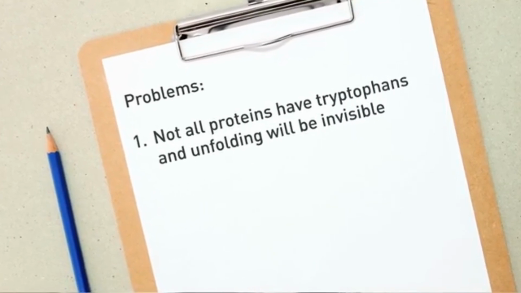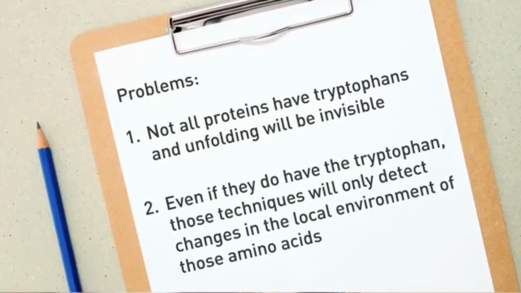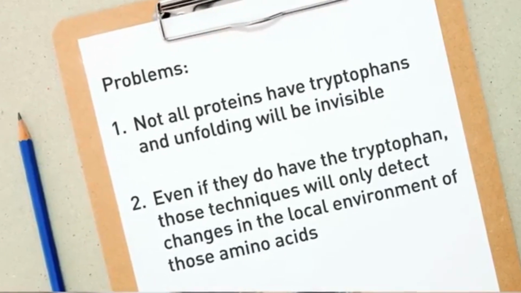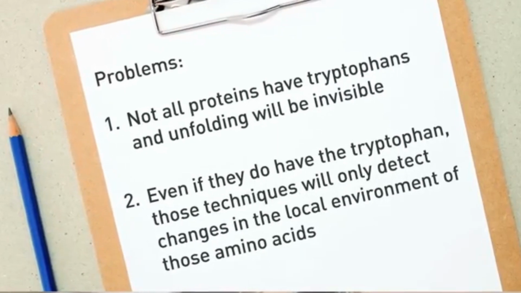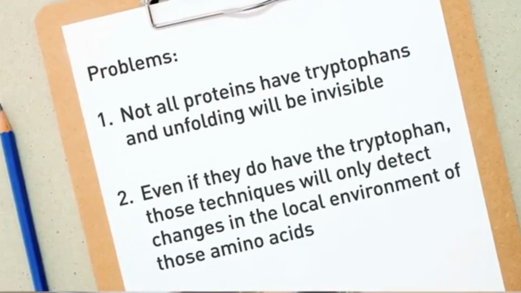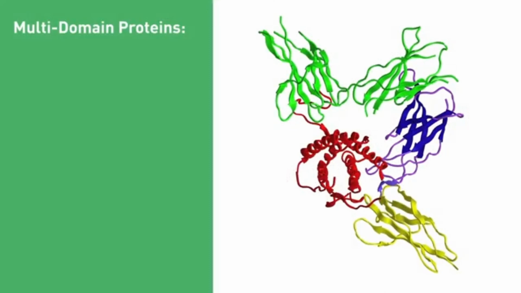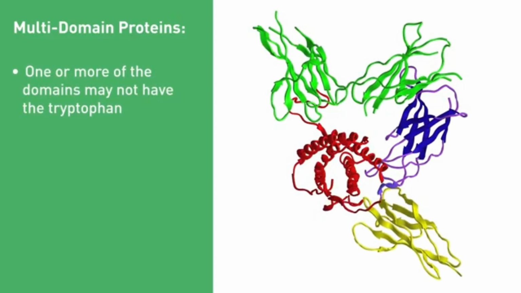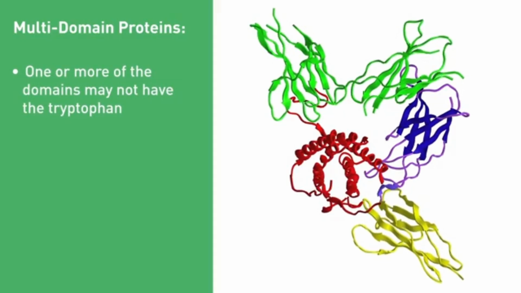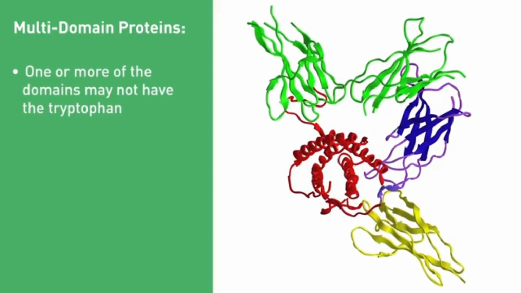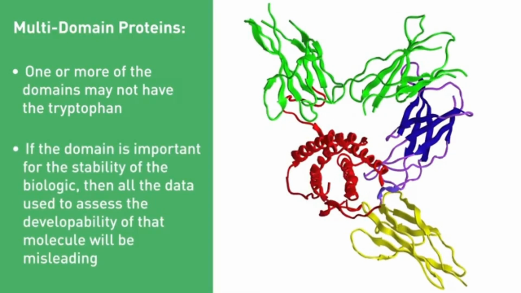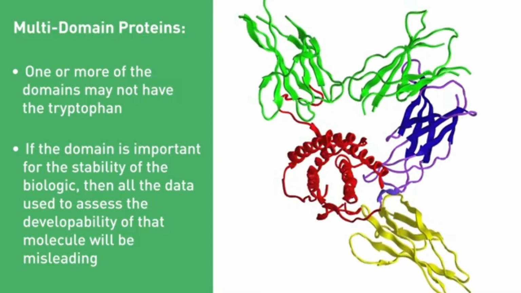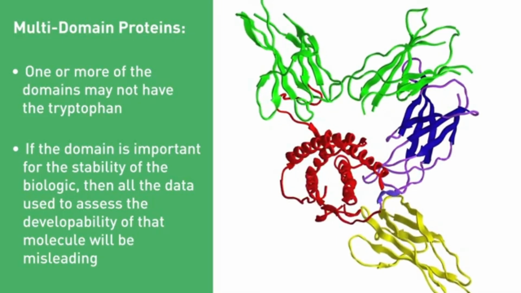It will be invisible. Secondly, even if they do have the tryptophan, those techniques will only detect changes in the local environment of those amino acids. This may not be a good representation of the unfolding of the protein as a whole. This is particularly important for multi-domain proteins. One or more of the domains may not have the tryptophan, and therefore the unfolding of a particular domain may go completely undetected. If this domain is important for the stability of the biologic, then all the data used to assess the developability of that molecule will be misleading.